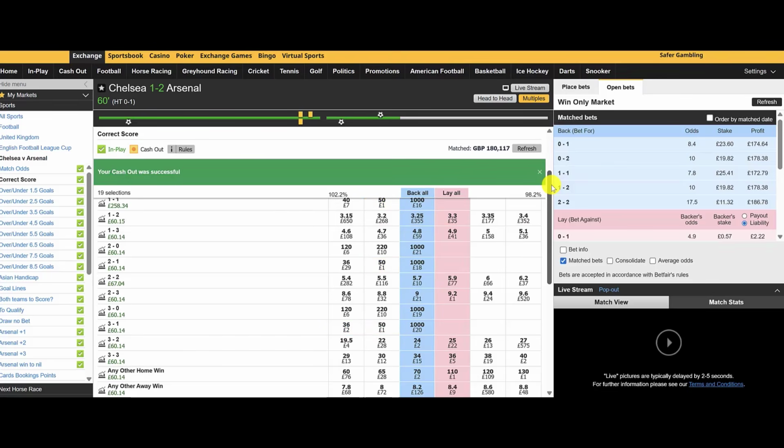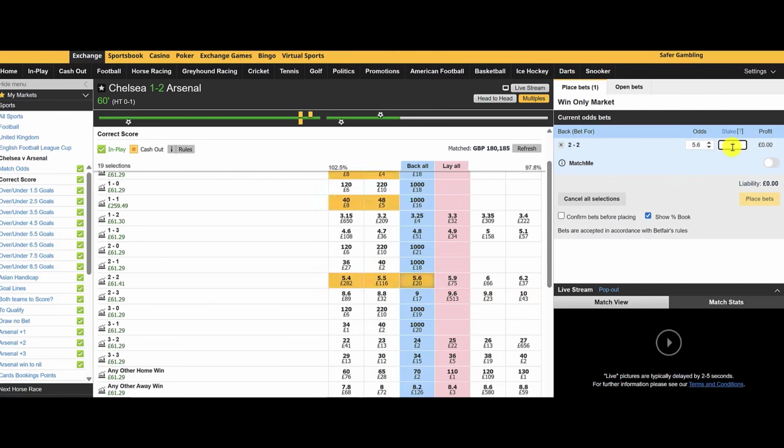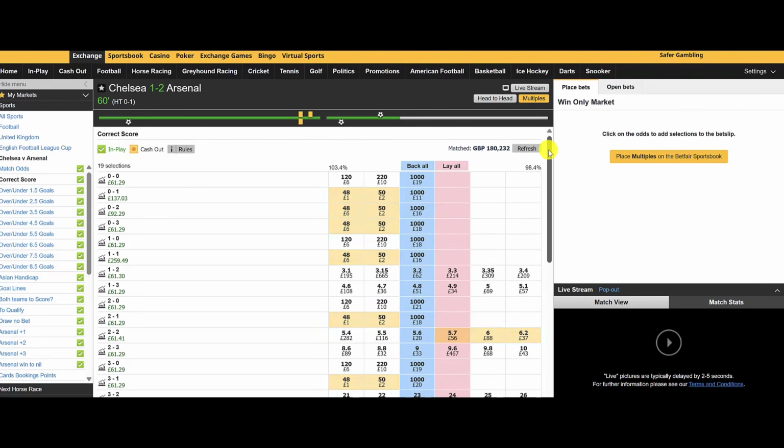And of course, depending on how you want to trade, you could still go in backing other scores if you still wanted to get involved on that 2-2, for example. Okay, you've still got options. But anyway, we will be exiting. But anyway, you saw how this trade played out.